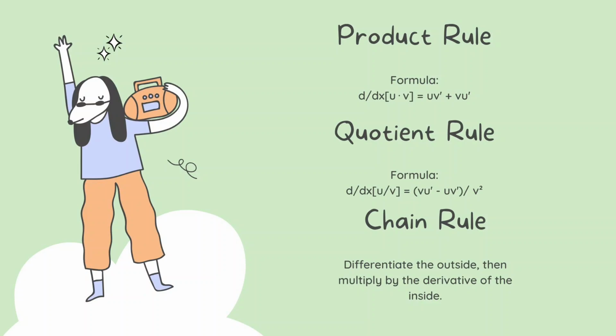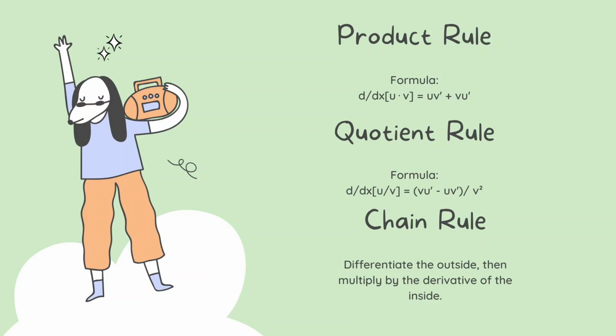Next, we have the quotient rule. In the quotient rule, we will only be using it for division. The formula for the quotient rule is vu prime minus uv prime, divided by v squared. And for the quotient rule, just remember: bottom times derivative of top, minus top times derivative of bottom, over bottom squared.